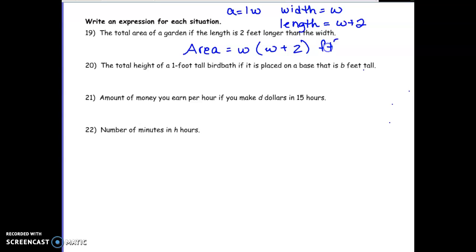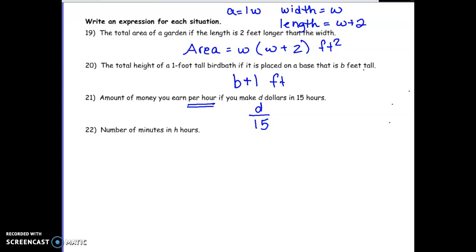All right. Number 20, the total height of a 1 foot tall bird bath if it's placed on a base that is B feet tall. Well, if the base is B and we're putting 1 foot tall on top of it, we're just adding 1. So it's going to be B plus 1 feet. The amount of money you earn per hour. So per hour, if you make D dollars in 15 hours, so we want to figure out how much per hour. We take the total amount, D, and we divide it by 15.